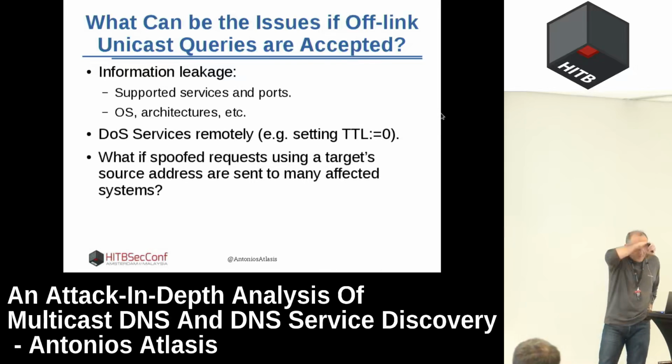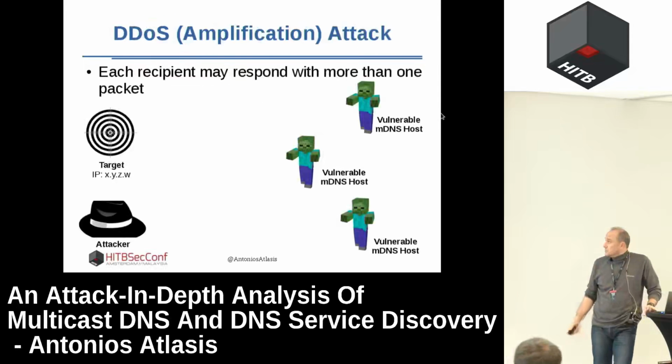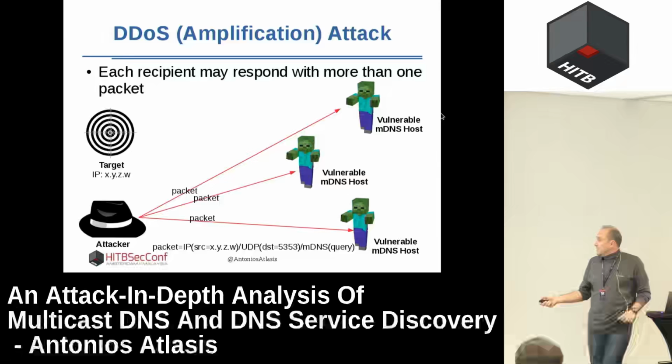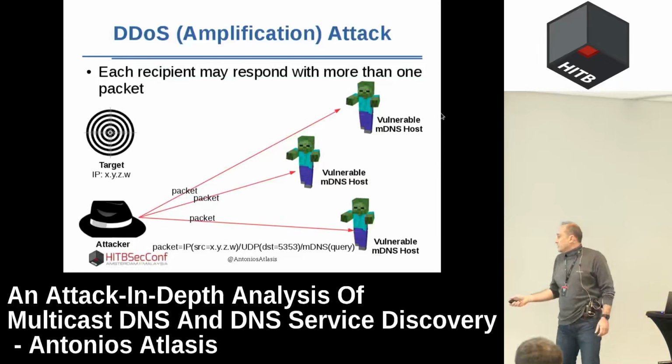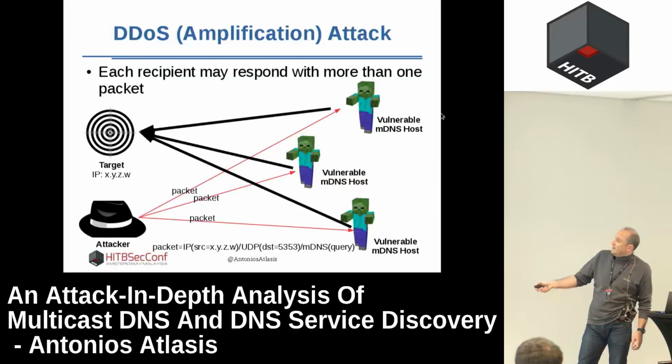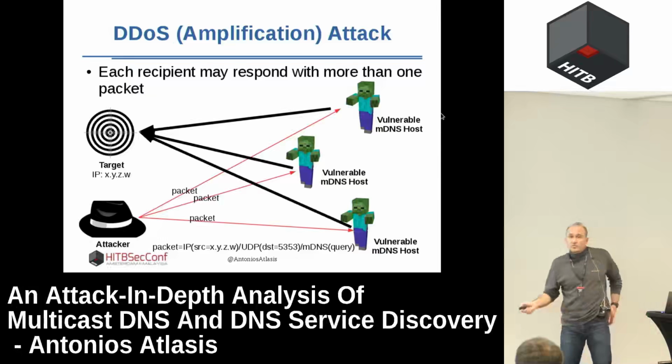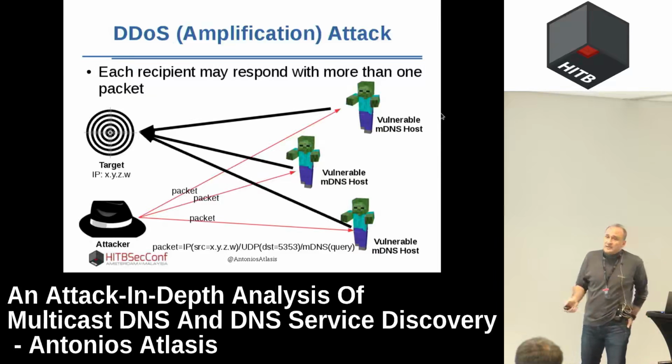And sometimes you may even have a major issue. You can imagine that if an attacker knows that this host interacts in a unicast MDNS operation, and the attacker spoofs the source address of the target, given that this is a spoofable protocol, all the hosts will respond with an amplified response to the target, and so you will have a kind of distributed denial of service attack.